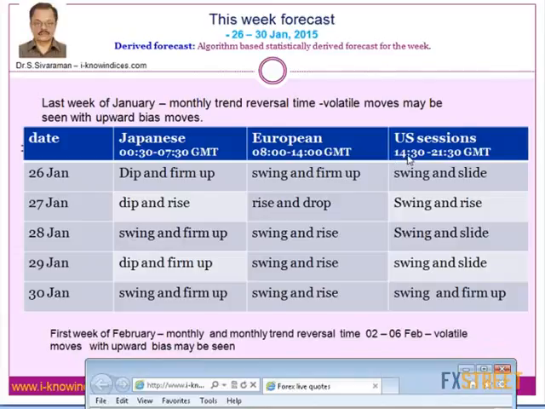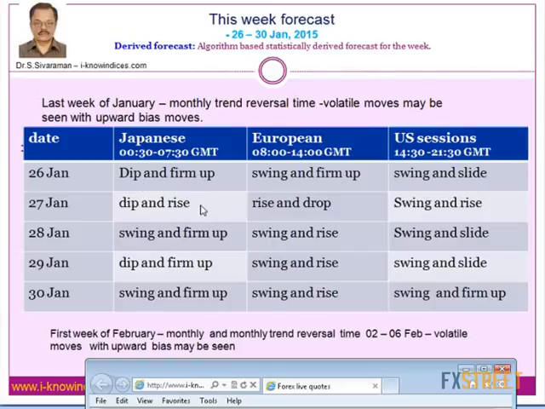So we try to trade following the forecast algorithm, which indirectly gives us what could be the possible moves the players could make. We follow the timings of the players, what they use for their market moves, and also the early and the late sessions. We try to find out what they will do: a dip during the early session, firm up during the late Japanese session, then swing and firm up. They will make a higher level swing and make a further rise, and then they will start making the slide during the US session. That is going to be the forecast for today.